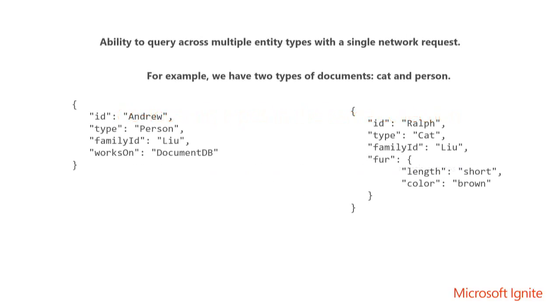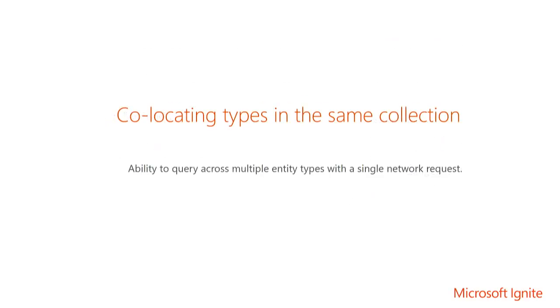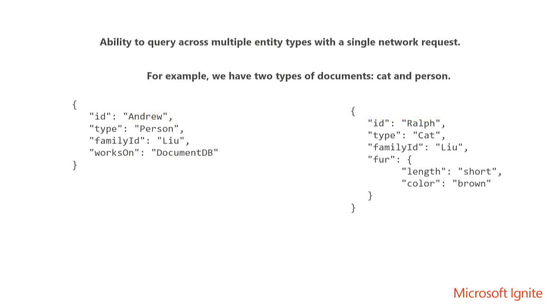The pattern for this is you simply annotate documents with a type property. What are some of the benefits of co-locating different types in the same collection? Number one, NoSQL databases generally do not have the ability to join across documents or across partitions, right? So how do you query back a bunch of different entity types within a single network request? If you co-locate these in the same collection, because queries are scoped to a collection, let's say I have 2 different types of documents.